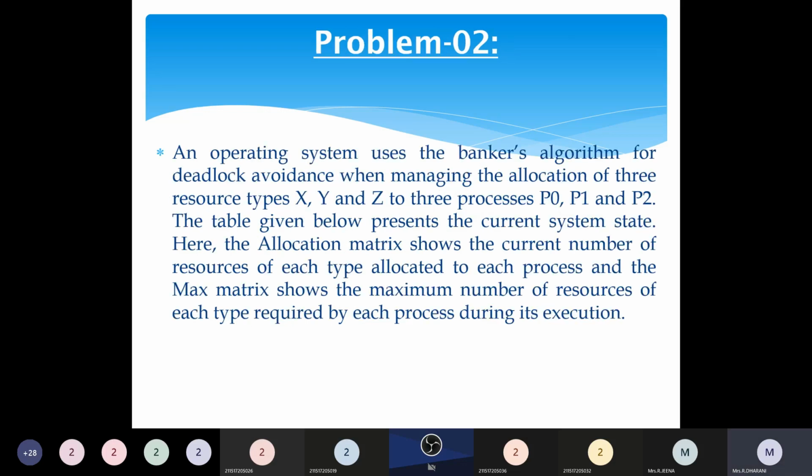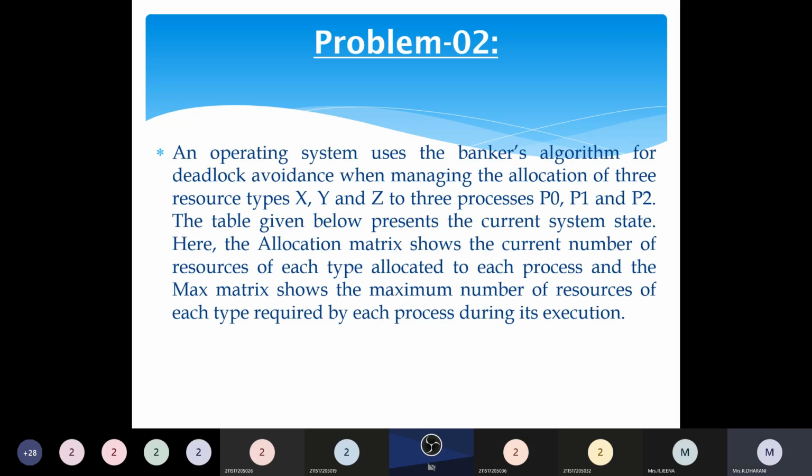Okay, let's see the second problem. The second problem is: an operating system uses the Banker's algorithm for deadlock avoidance when managing the allocation of three resource types X, Y, and Z to three processes P0, P1, and P2. The table given below presents the current system state. Here the allocation matrix shows the current number of resources of each type allocated to each process, and the max matrix shows the maximum number of resources of each type required by each process during its execution.